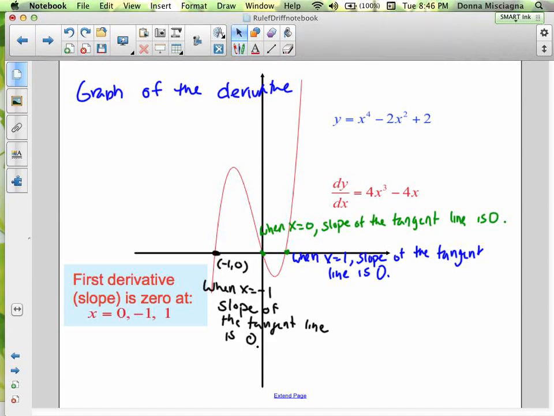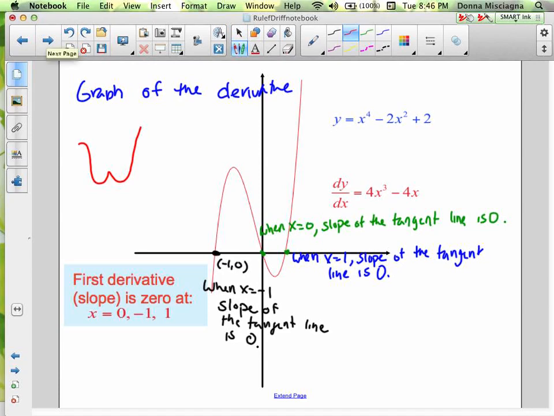All right, so the graph of the original function is going to look kind of like a W, like x to the 4th. The graph of our derivative is going to be one degree less. It's going to be cubic. So if f of x is x to the 4th something, f prime of x is going to be x cubed something. So this is the graph of the derivative.